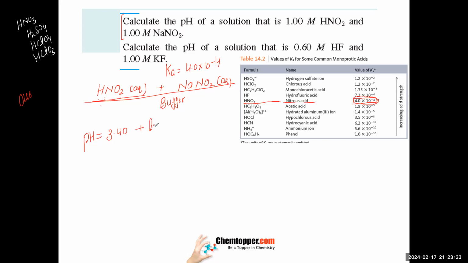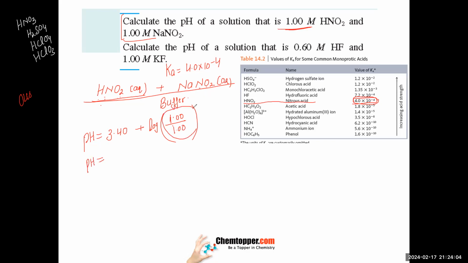3.40 plus log. What should come in the numerator? These concentrations are given. What should be in the numerator, NaNO2 or HNO2? The concentration of the conjugate base, NO2 minus. Yes, NaNO2. How much is that? Yes, Azuni, how much is that? 1.00. And how much is HNO2? Same, 1.00. What's the pH?